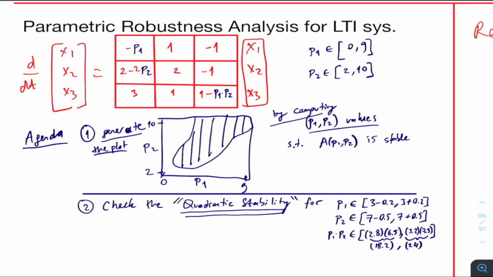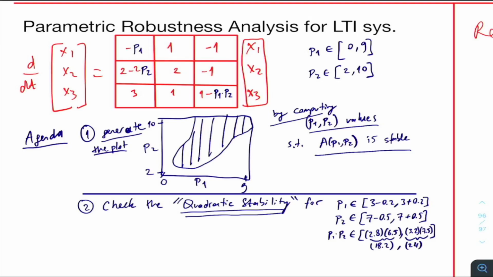Yeah, the first task is to generate this plot. And what is this plot? This is the plot of the parameter space basically, and thankfully there are only two parameters, so we can visualize that type of geometric object. We generate this plot by computing the P1, P2 values such that this A matrix is stable, or the dynamical system is stable basically.